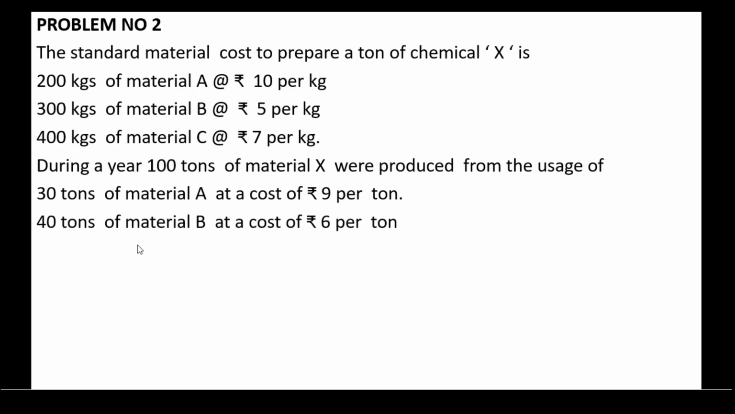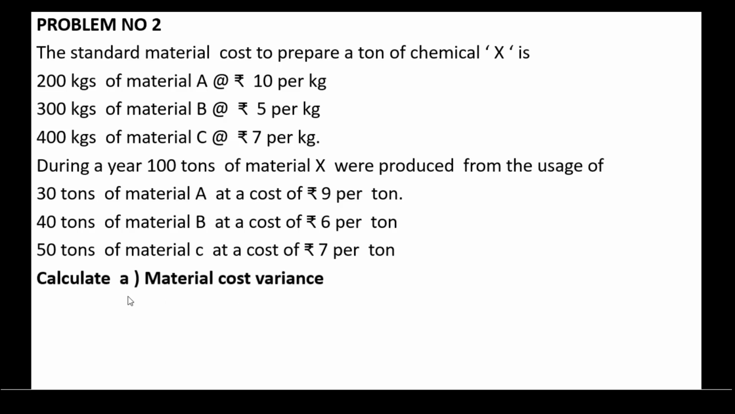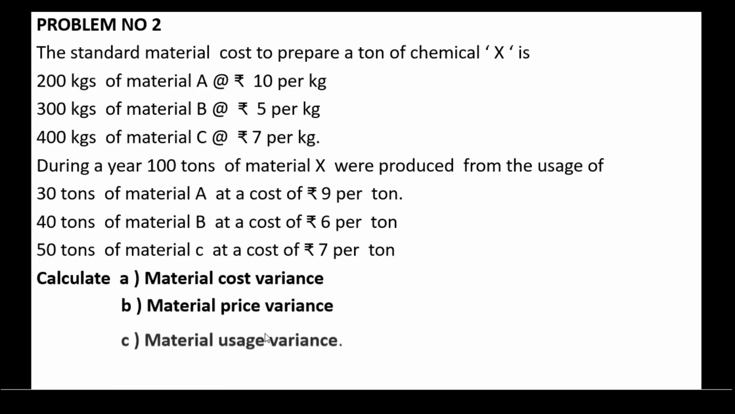40 tons of material B at a cost of rupees 6 per ton. 50 tons of material C at a cost of rupees 7 per ton. Calculate material cost variance, material price variance, and material usage variance. So this is the problem.